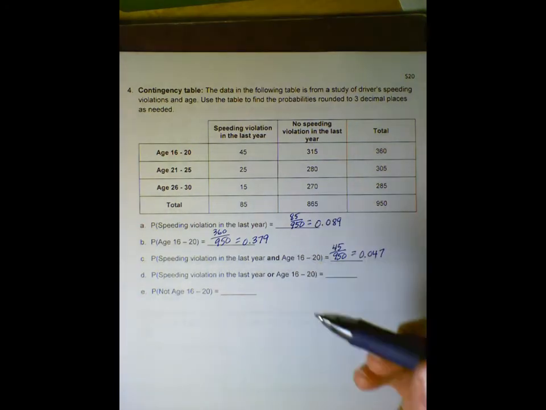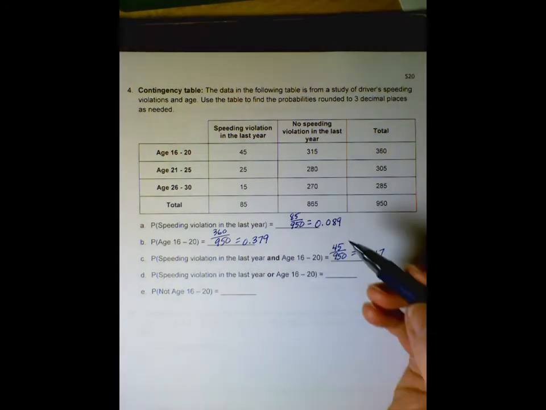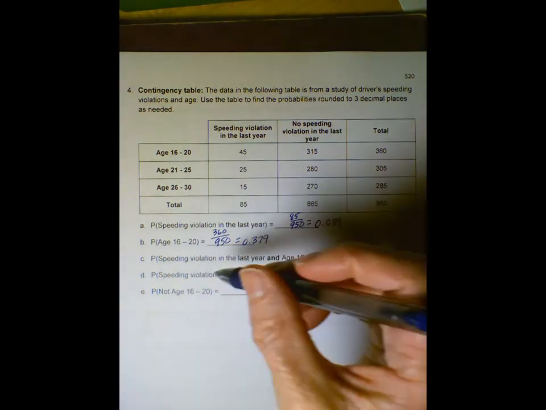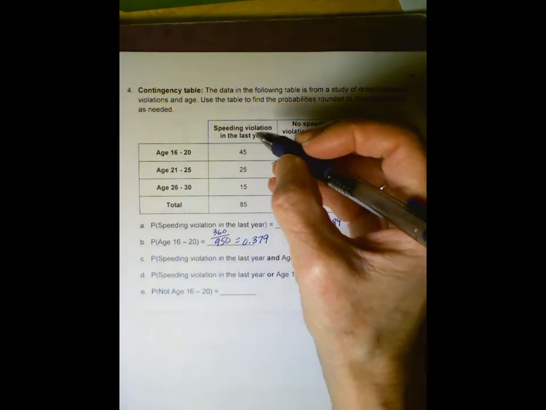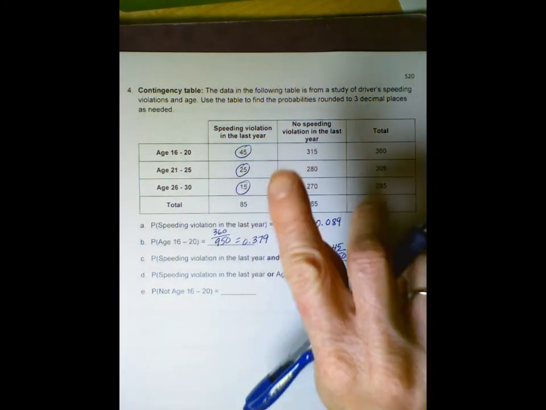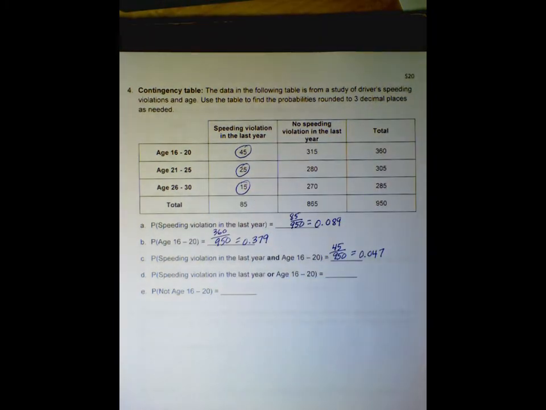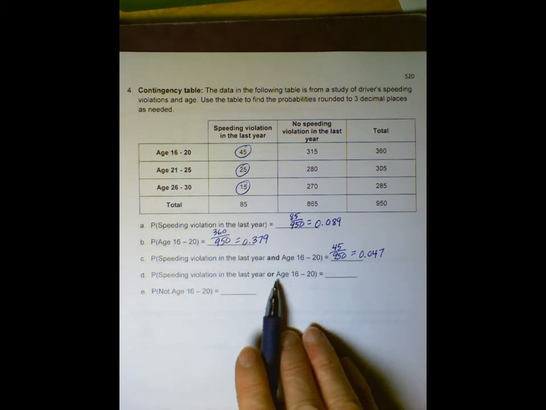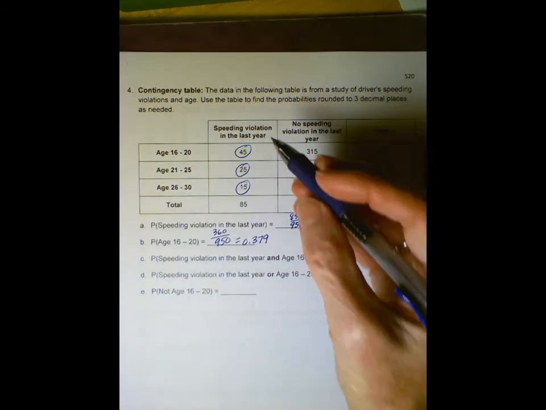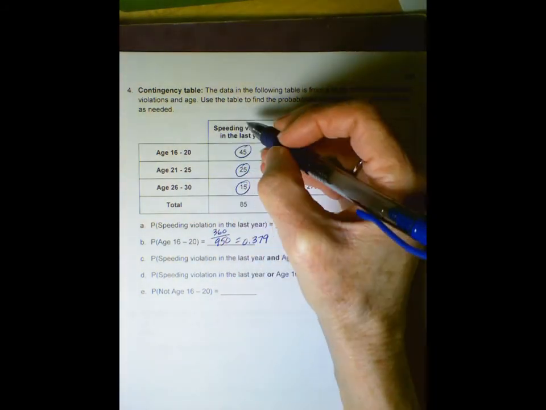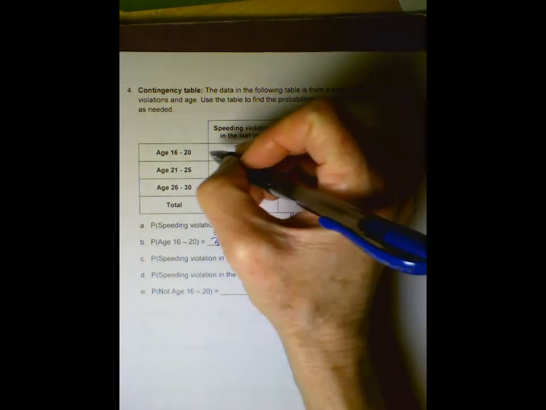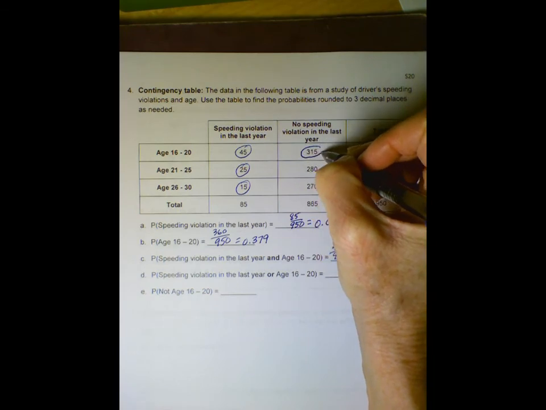So what I'm going to do now, since we're about done, I'm going to write all over my table because I want to show you where are all these people. So speeding violation in the last year, that would be these people, these people, and these people. That's the total. I don't want to circle that. That's the total of these 3. And I want all the people, either those or the age 16 to 20 people. Well, here are the age 16 to 20 people. I don't want to circle this one again. We already counted those 45 people, but I haven't counted these yet.